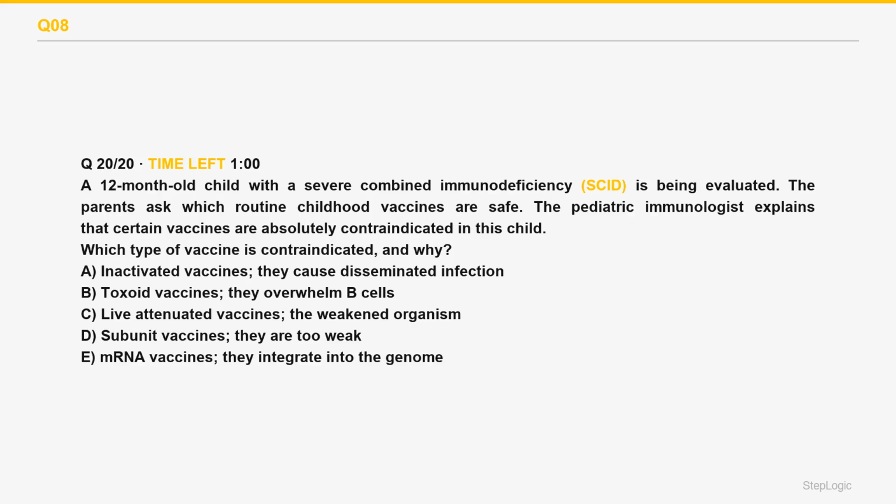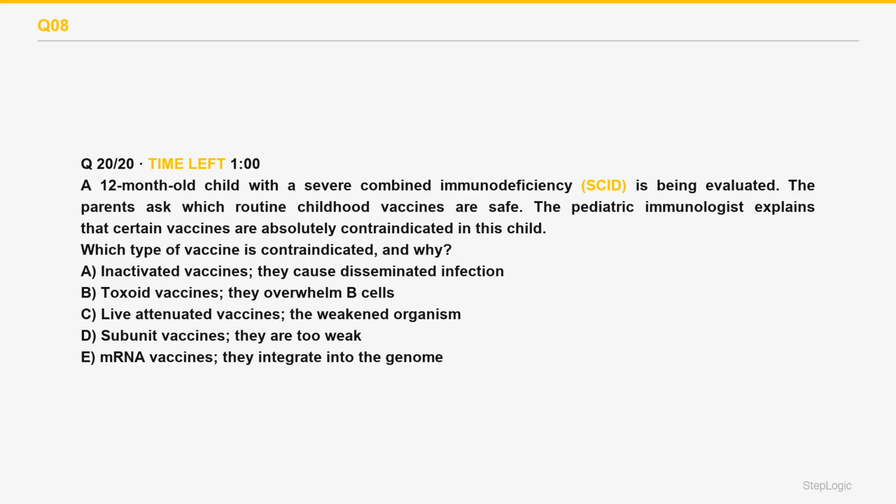Which type of vaccine is contraindicated and why? A 12-month-old child with severe combined immunodeficiency, SCID, is being evaluated. The parents ask which routine childhood vaccines are safe. The pediatric immunologist explains that certain vaccines are absolutely contraindicated in this child. Read the command: which vaccine is contraindicated and why.